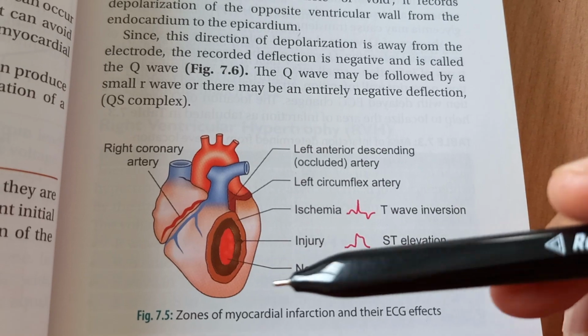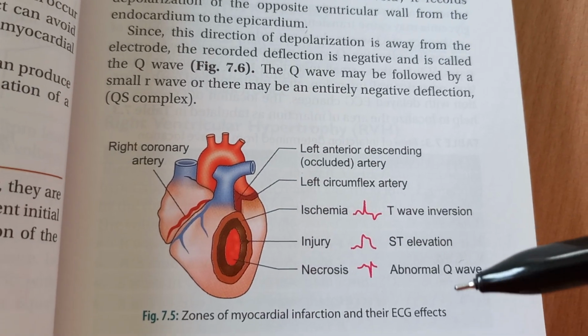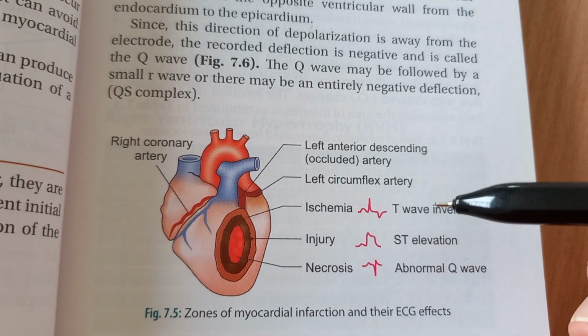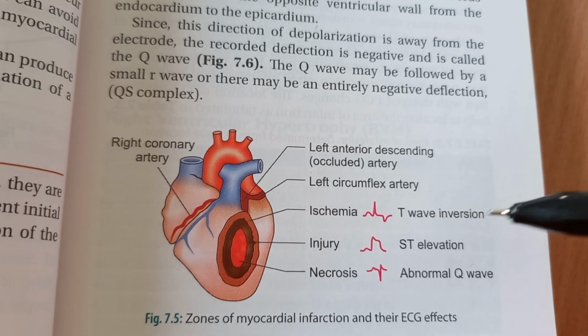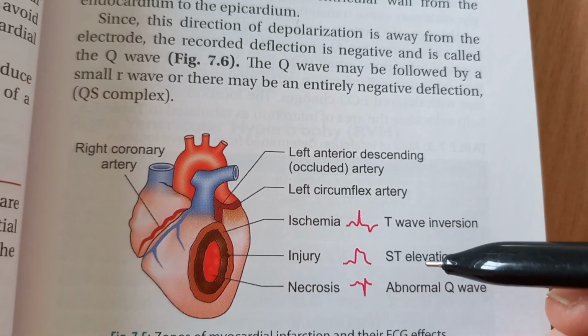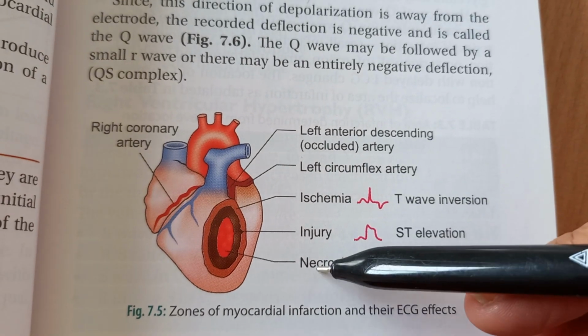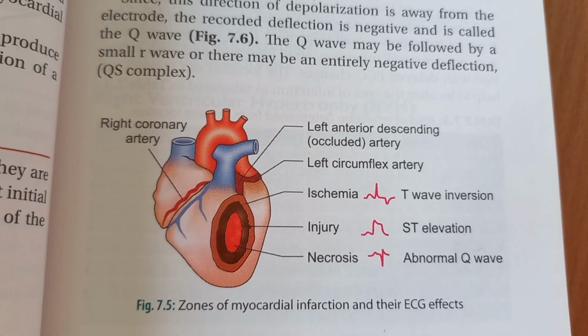And some other diagram here, zones of myocardial infarction and their ECG effect. So if there is an ischemia, you will see a T wave inversion. If there's an injury, you will see an ST elevation, right? Necrosis, if it is there, you will see abnormal Q wave.